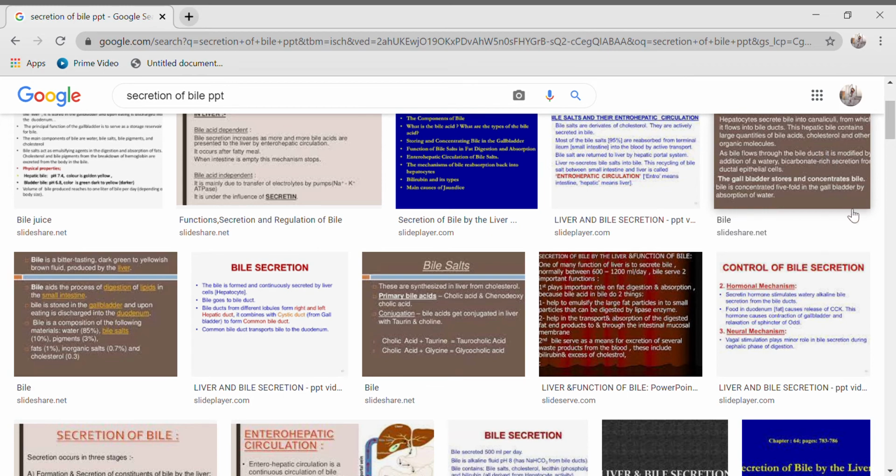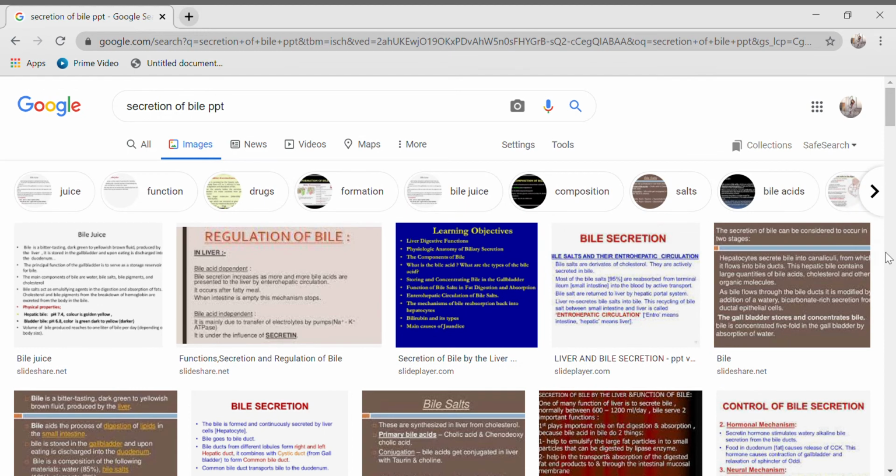So what is the composition of bile? You know, the solid and the liquid composition. Bile is stored in the gallbladder. It is a greenish yellow color. And the bile salts, we say, are osmotically active. That means they will carry water with themselves.